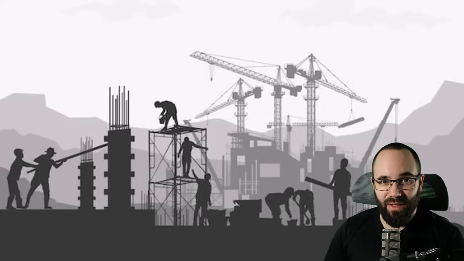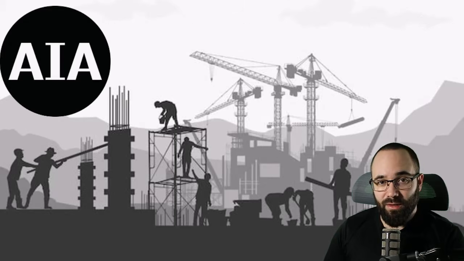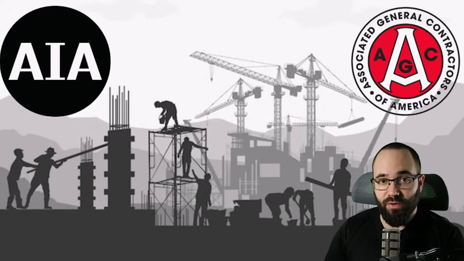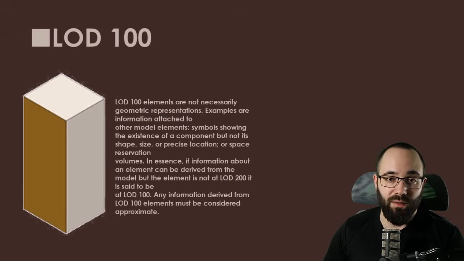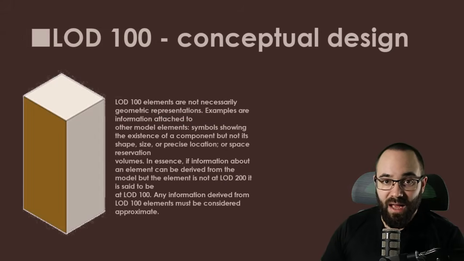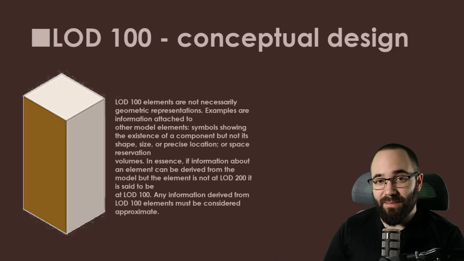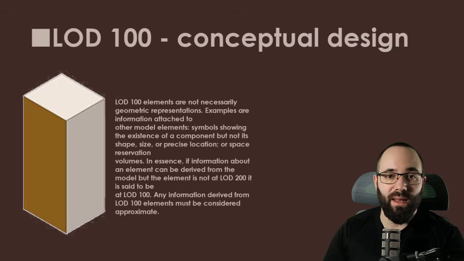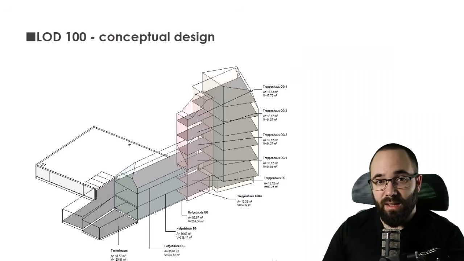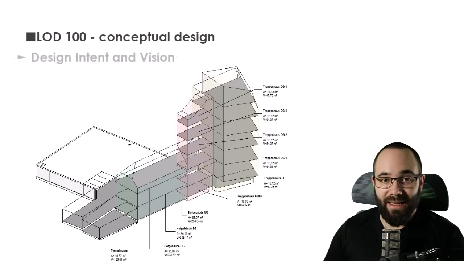There are 6 levels. The American Institute of Architects, or AIA, and the Associated General Contractors of America, AGC, have established a commonly used LOD framework, and it starts with the first level, LOD 100, also known as Conceptual Design. So LOD 100, or Conceptual Design, represents elements' basic shape and size without detailed information. It conveys the overall design intent.